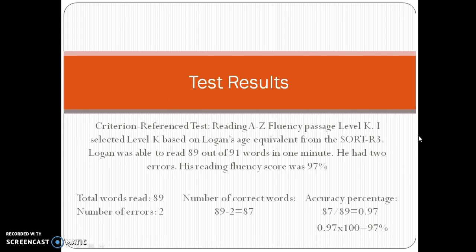I did the criterion reference test, the Reading A to Z fluency passage based on the Slauson oral reading test. He was at a level K. It was based on his age equivalency. Logan was able to read 89 out of 91 words in 1 minute. He had 2 errors, and his reading fluency score was 97%. And down bottom, I showed how I figured, according to that test, to score and get the percentage.